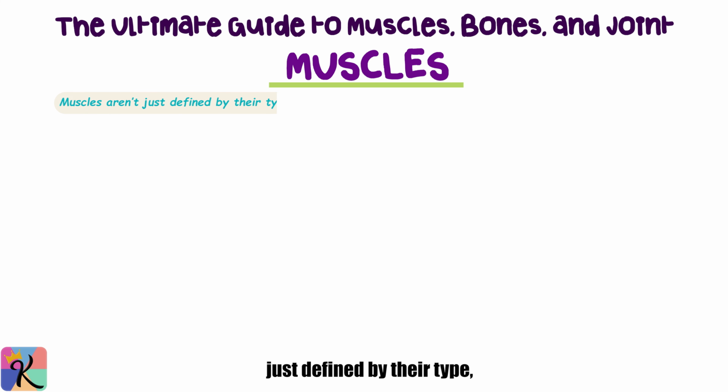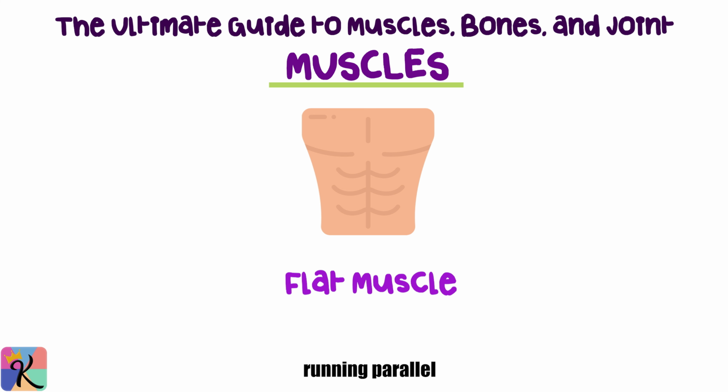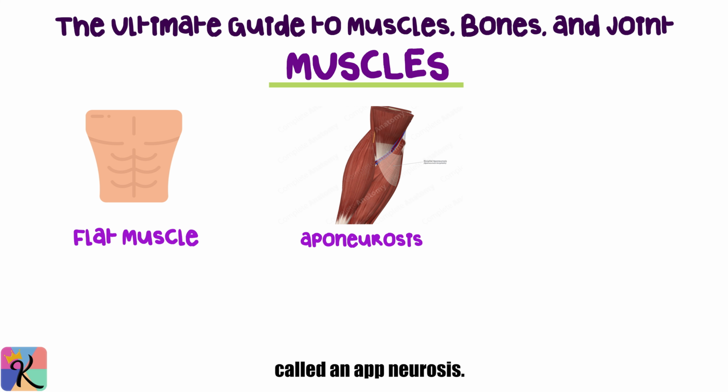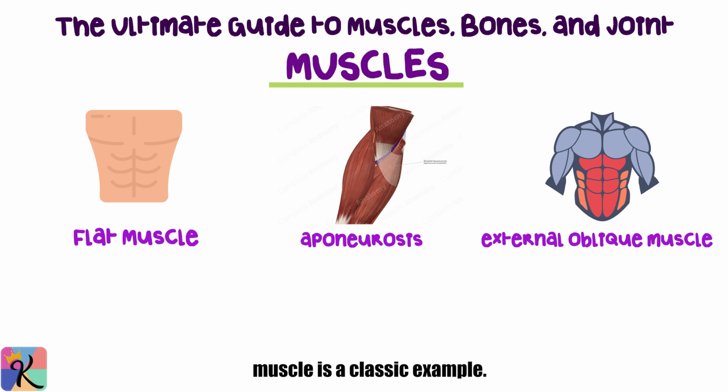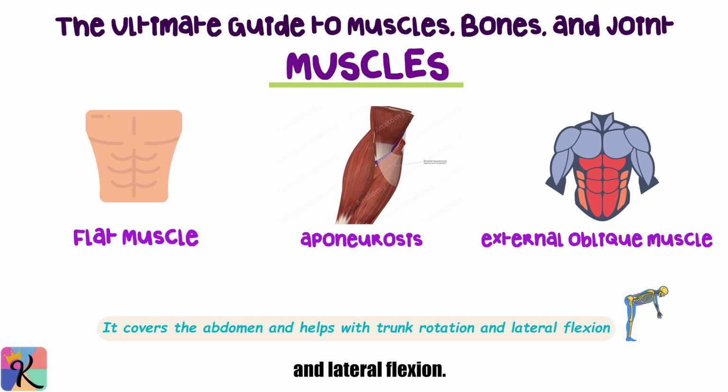Muscles aren't just defined by their type, but also by their shape, which directly relates to their function. Let's break down some of these shapes to understand how they serve the body's needs. Flat muscles have fibers running parallel to each other and are often associated with a broad, flat tendon called an aponeurosis. The external oblique muscle is a classic example. It covers the abdomen and helps with trunk rotation and lateral flexion.